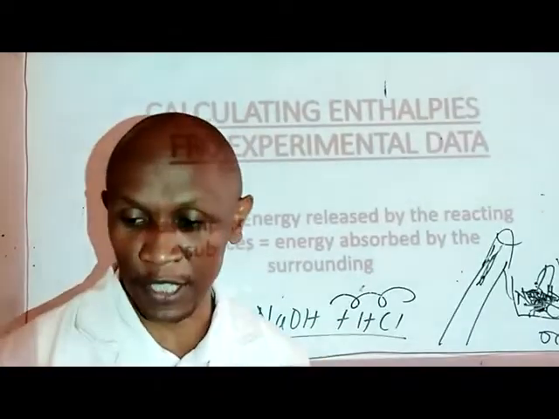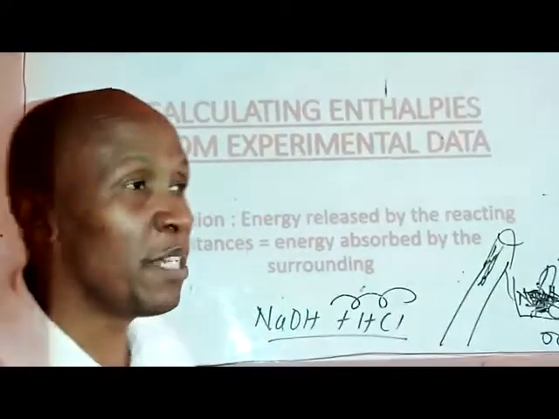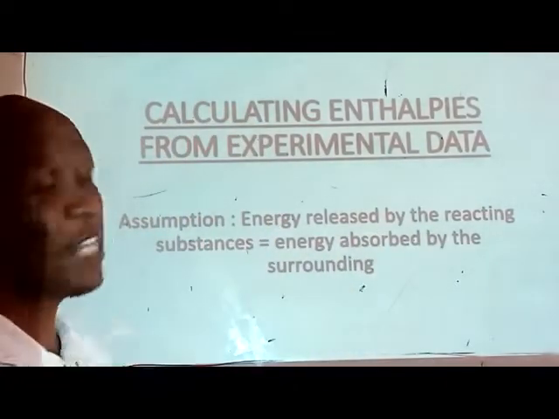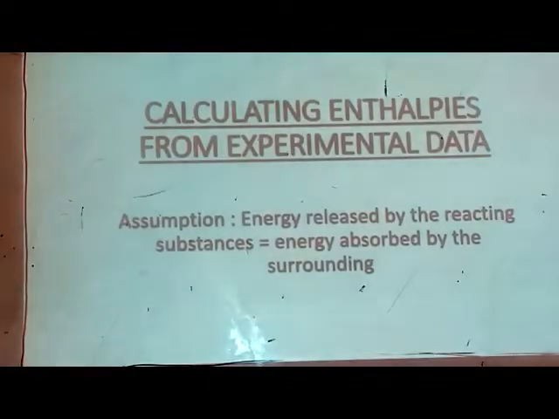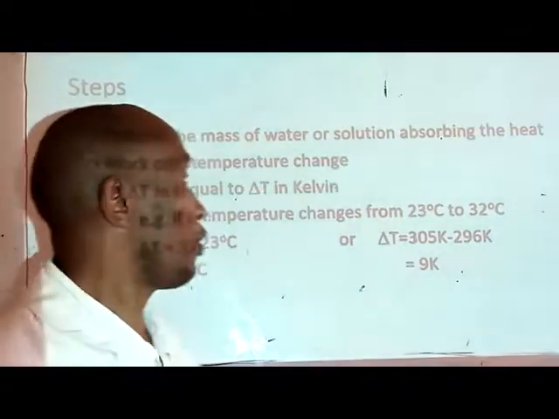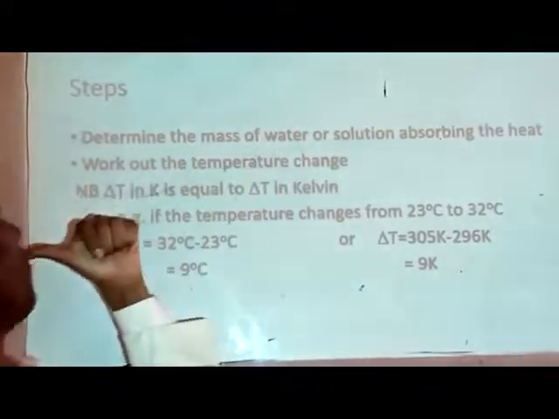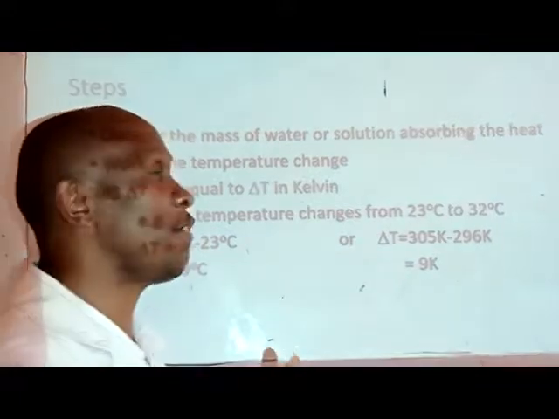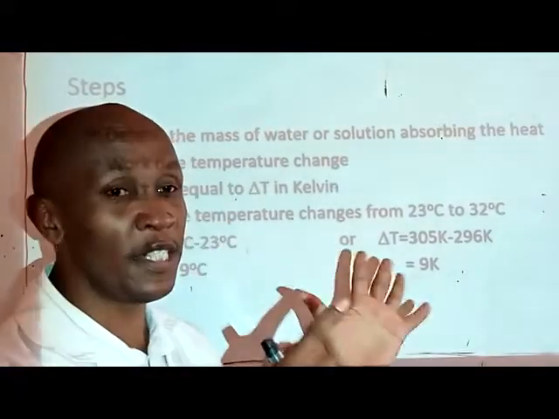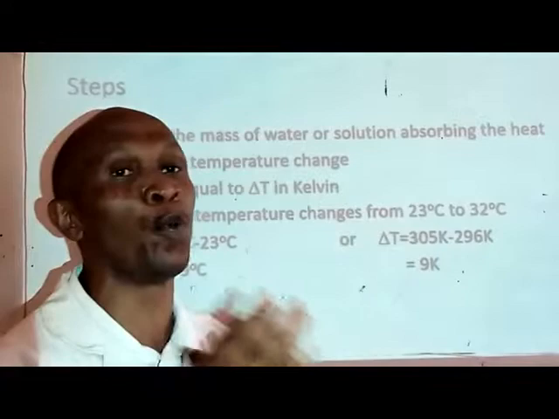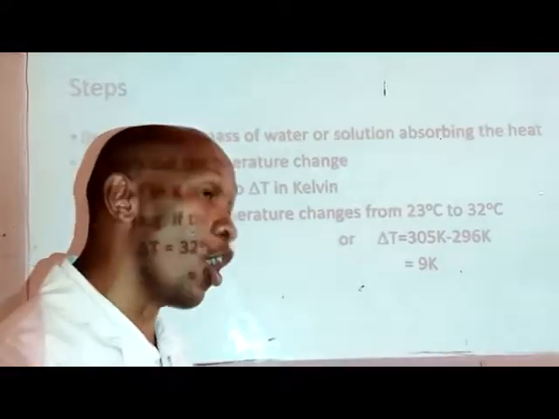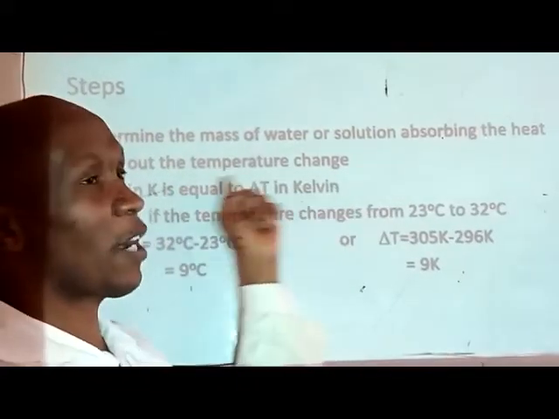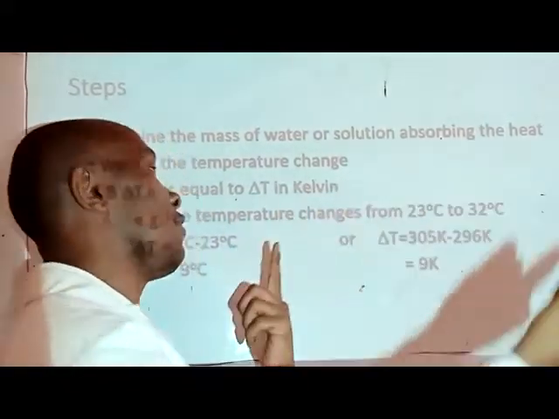Now, there are several steps that shall be involved in the calculation of enthalpies with that underlying assumption. Step number 1. The first thing that we shall do is determine the mass of the environment, the mass of the water, all this solution that is absorbing the energy, or that is producing the energy for an endothermic process. Then you'll have to work out the temperature change of the environment.